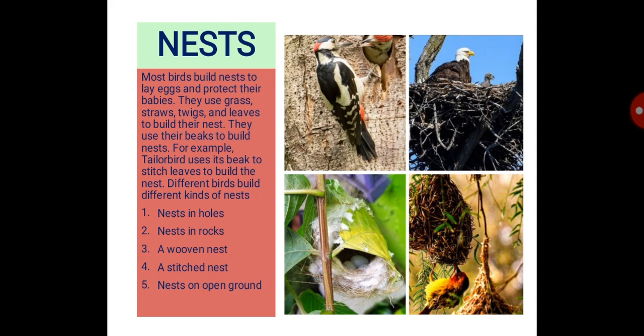What things do birds use to make their nest? Children, birds use straw, fiber, wool, cotton, thread, twigs, leaves, and even paper to build their nest. Different birds build different kinds of nests. First is nest in holes, second nest in rocks, third a woven nest, fourth a stitch nest, and fifth nest on open ground.